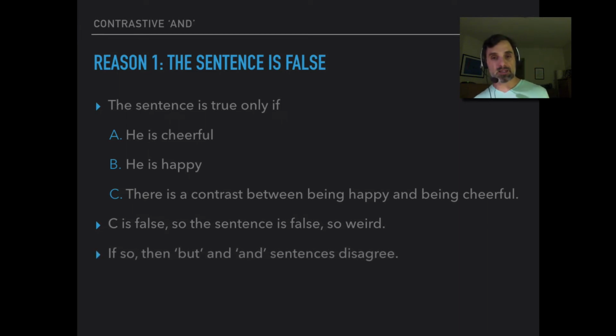And if that were the case, then "but" and "and" sentences would disagree sometimes. You could say the "and" sentence whether or not there's a contrast and speak truly, but if you say the "but" sentence, there needs to be a contrast, and when there's not, then the sentence would be false. So if that were the case, then we couldn't symbolize "but" sentences with "and."